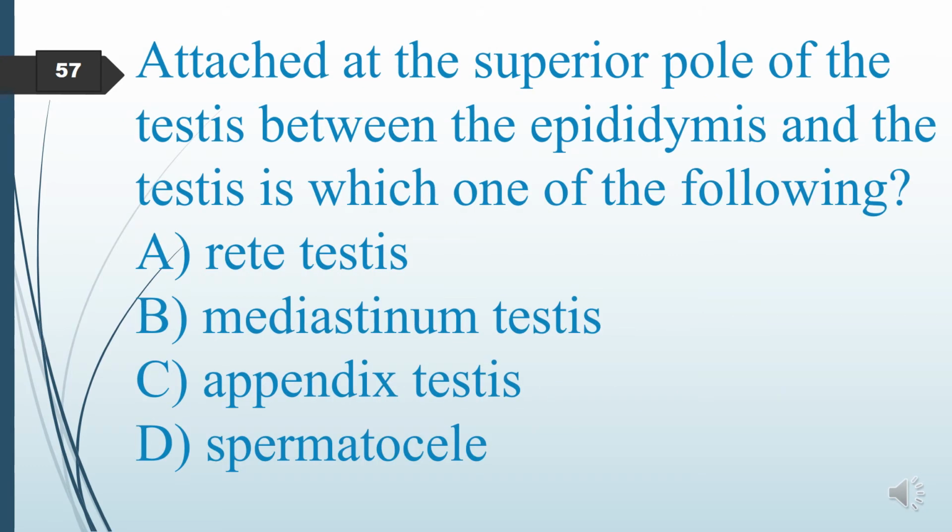Attached at the superior pole of the testis between the epididymis and the testis is which one of the following? A. Rete testis. B. Mediastinum testis. C. Appendix testis. D. Spermatocele. The answer is C. Appendix testis.